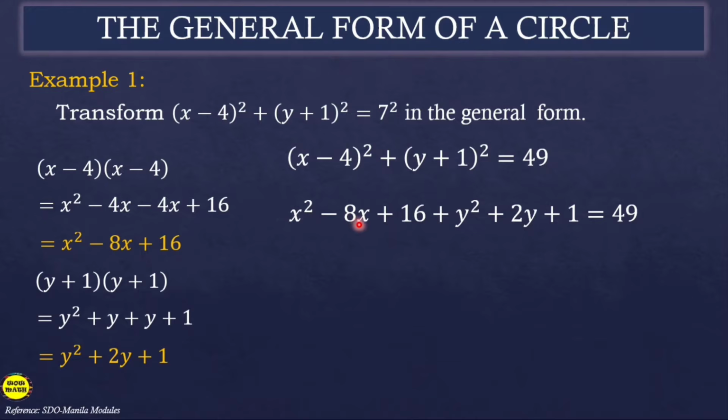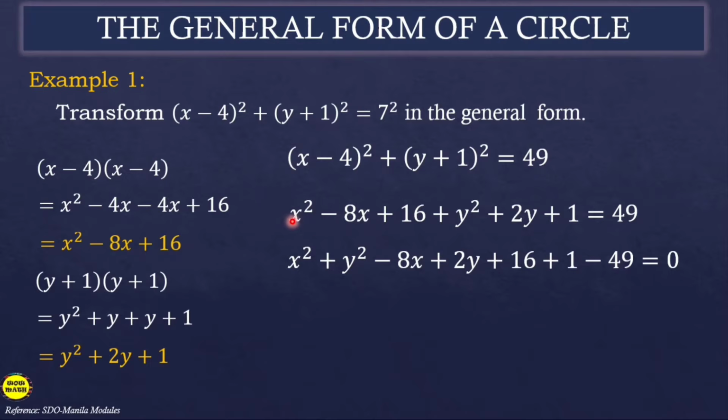That is x squared minus 8x plus 16 plus, okay, yung y squared plus 2y plus 1 is equal to 49. And then, aayusin natin yung arrangement. So, dapat kasunod ni x squared yung y squared. And then, yung may x variable. And then, yung y variable. And then, pagsasamahin natin yung mga constant term natin. So, x squared plus y squared minus 8x plus 2y. So, yung mga constant term, we have 16 plus 1. So, minus 49 kasi si 49 mula kay right side papunta dito. So, 16 plus 1 minus 49, that is negative 32. So, the general form of the given equation natin is x squared plus y squared minus 8x plus 2y minus 32 is equal to 0.